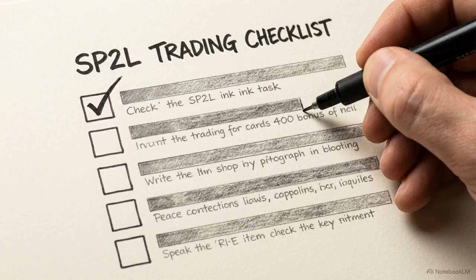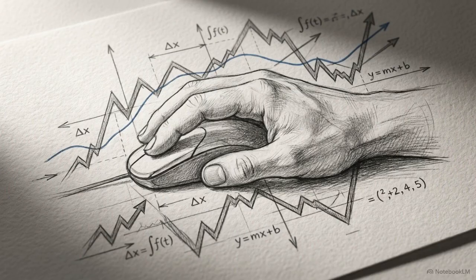Adhering to this mechanical process replaces subjective bias with a repeatable set of instructions. By following the checklist, you ensure each trade is executed according to the system's logic rather than impulse.